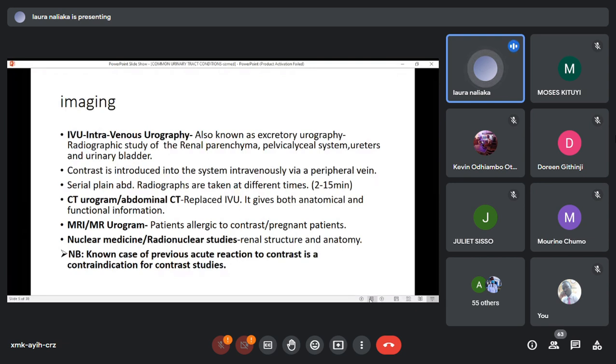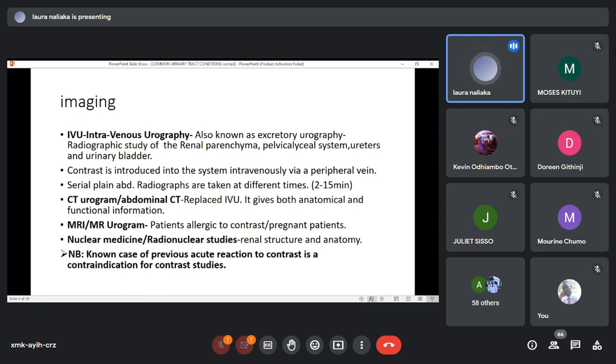CT urogram has replaced IVU, because this also you give contrast, of course. It's a contrast enhanced CT of the abdomen, which will show mainly the kidneys. The advantage of CT urogram is that it will give you both anatomical and functional information at the same time, as opposed to IVU, which will just give you functional information, but you'll not be able to see the kidneys in 3D or cross-sectionally like CT.